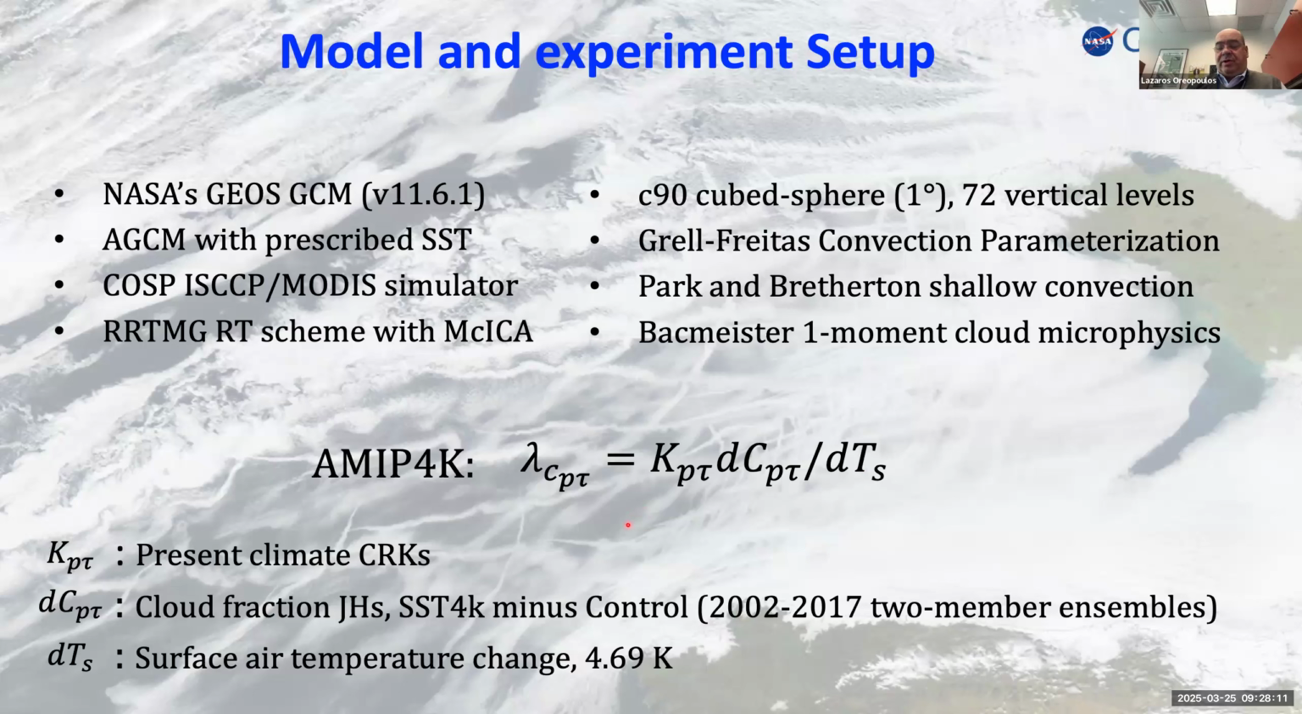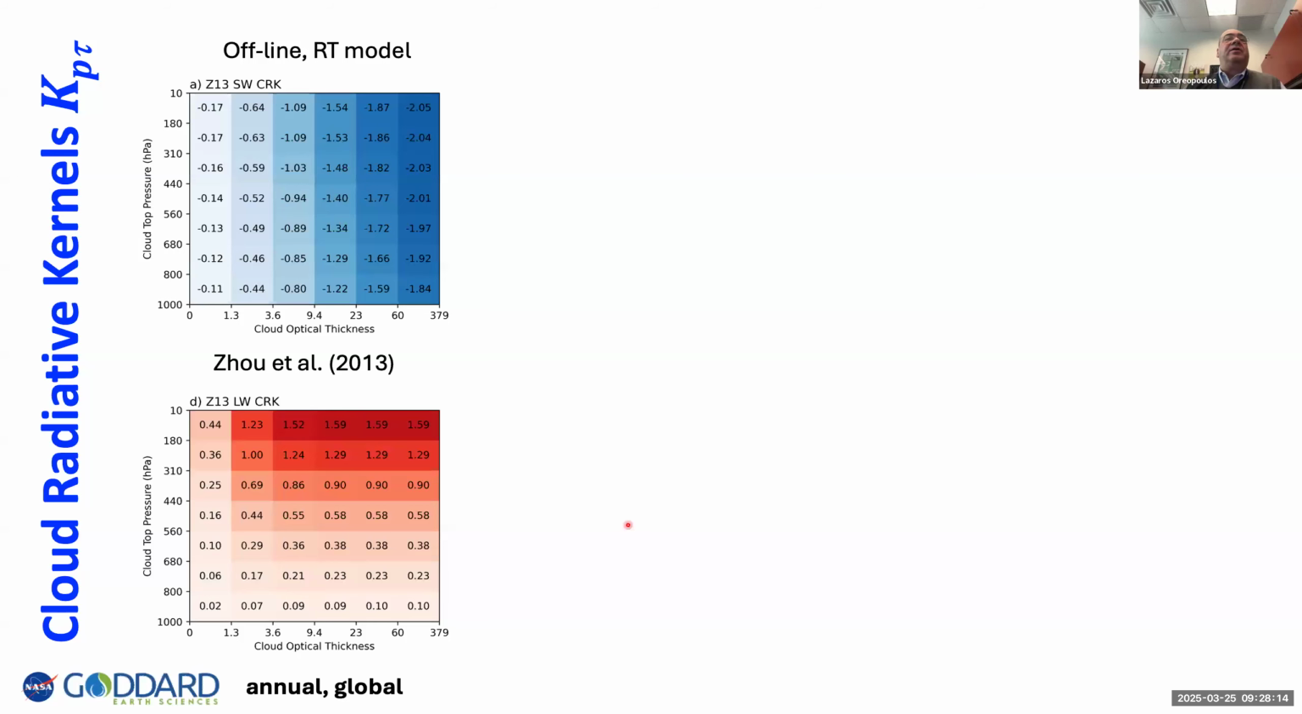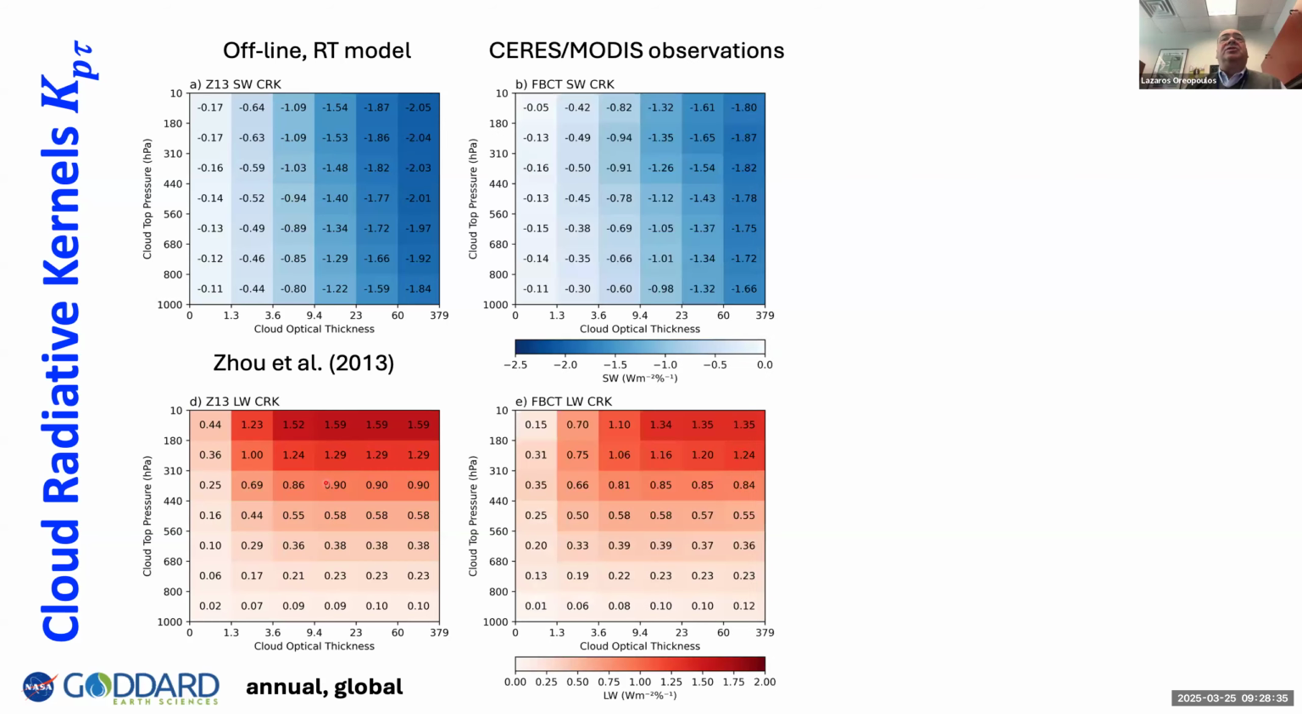Let me talk about the kernels first, and what kernel options we have. These are the offline kernels I talked about, which we get from a radiative transfer model with different cloud types put in different atmospheres. This is probably the most popular choice for getting cloud feedback from models. But lately there's been another option available, and that's from observations. CERES has a product called the Flux by Cloud Type product that essentially gives you broadband fluxes at the MODIS pixel level, and there is a paper that describes how this is done.